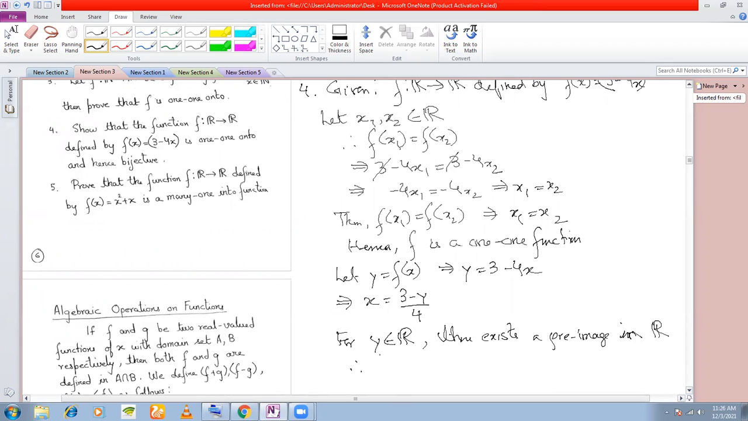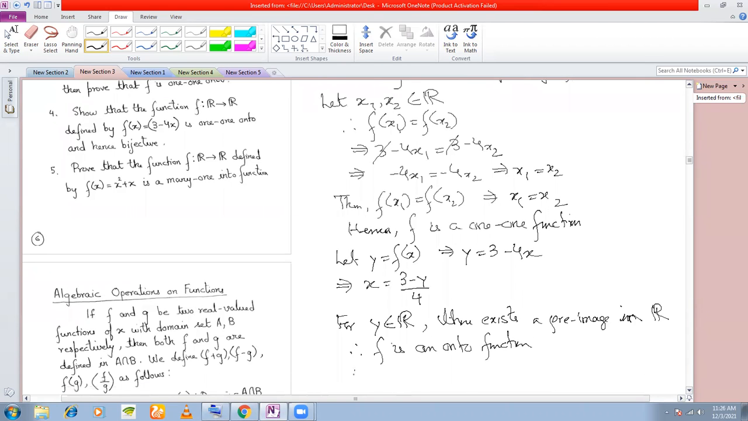So therefore, f is an onto function. Hence we say f is 1 to 1 onto or bijective function. Or it is a bijection simply. Okay. Can we move on to the last problem now?